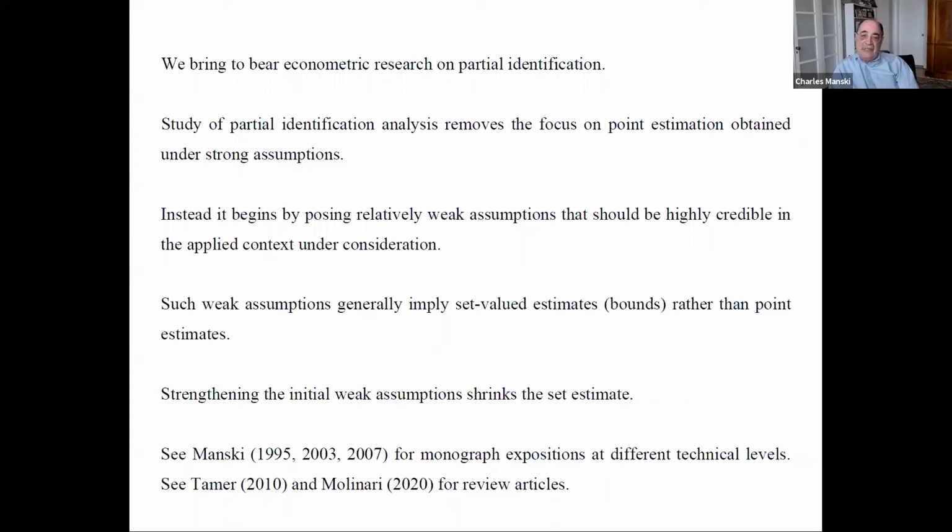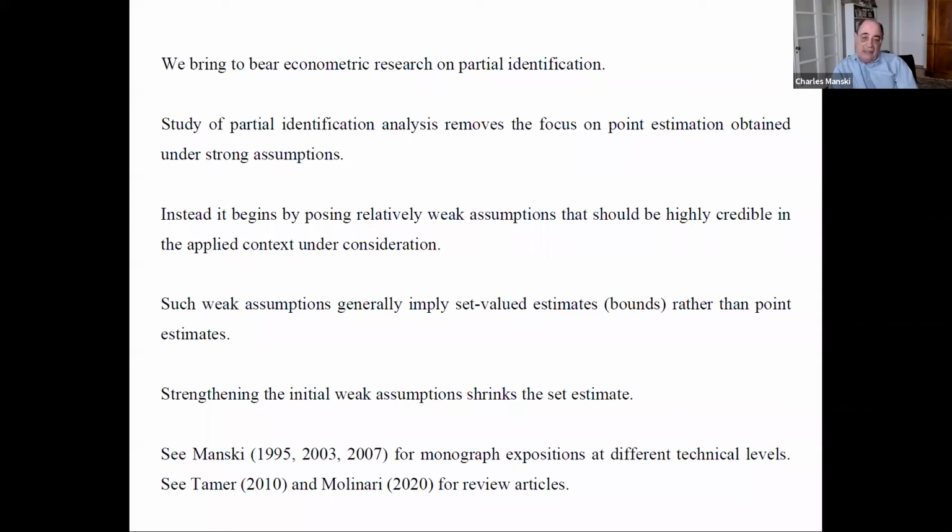The study of partial identification just removes the focus on estimation under strong assumptions entirely. Instead, what we do is a kind of sequential process. We start by posing very weak assumptions that should be highly credible in the applied context under consideration. The desire for credibility is extremely important for us because you can obviously get any conclusion you want by making strong assumptions. But we want to ask what you can get that's credible, that's believable. Now, if you do that, then you have weaker assumptions and you just can't make as strong inferences.